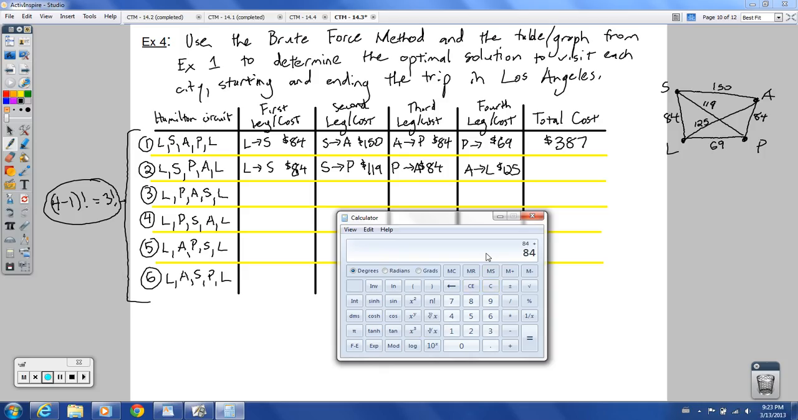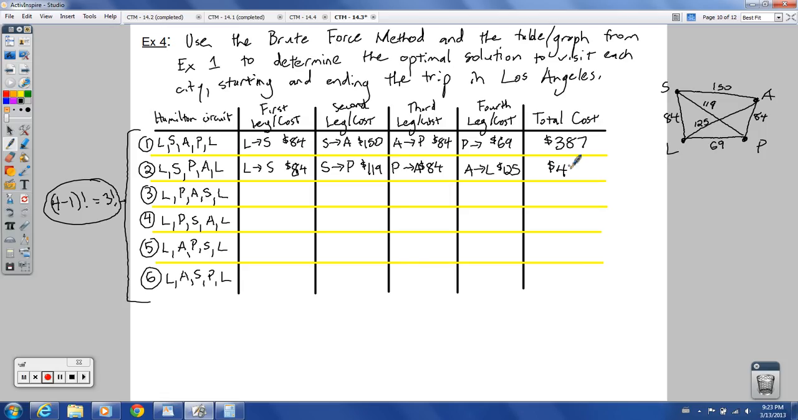84 plus 119 plus 84 plus 125. Nope. So that looks like definitely not the way we want to go. Let's check out the rest of these.